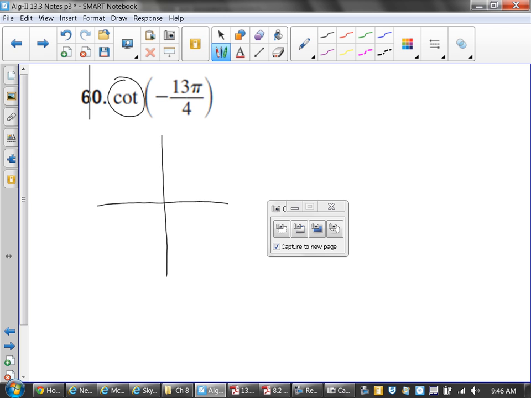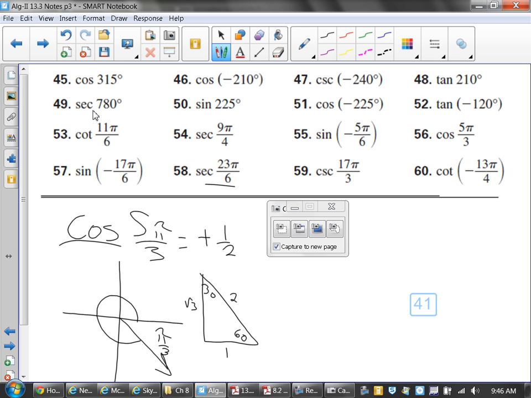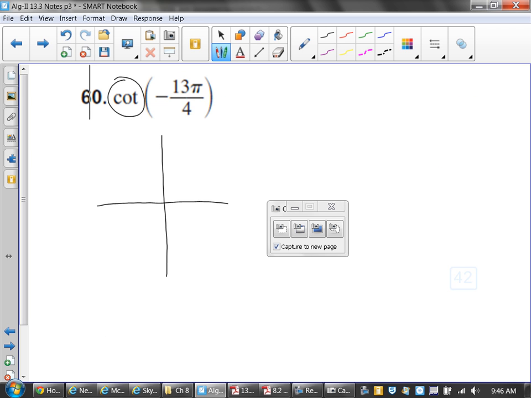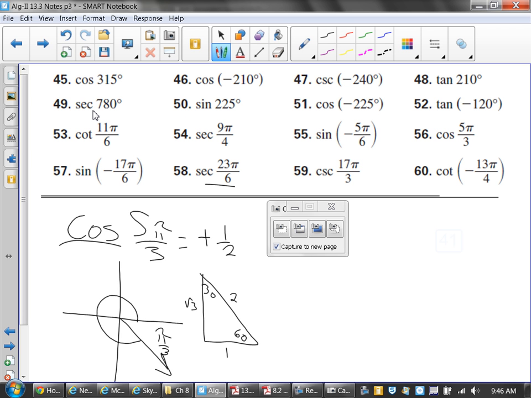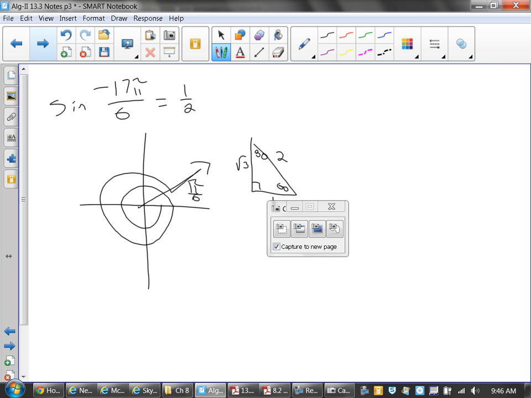Now, yes, sir? This is about number 57. I got negative 1/2, and I got it in the third quadrant. For negative 17. Did I go the wrong way? I got negative 1. No, you went the right way. Because it's 1 pi, 2. Yes, you're right. I'm sorry. I went an extra full pi there. Sorry about that. You guys are right. It is supposed to be third quadrant. Yes, it should be negative. Thank you. I didn't catch that.